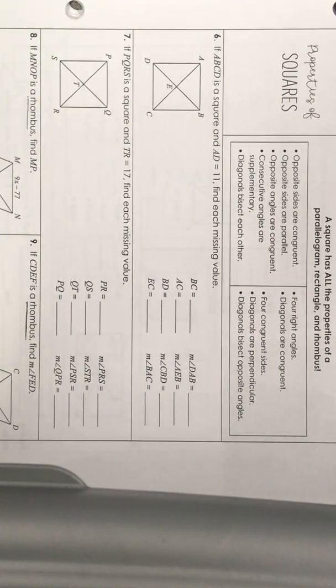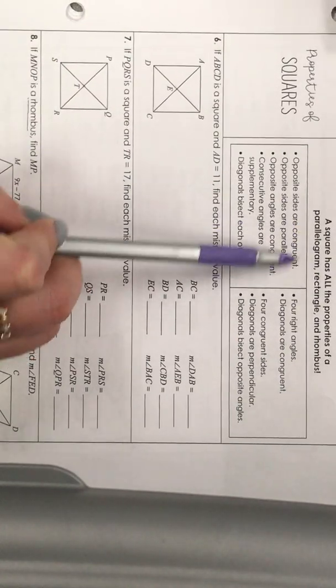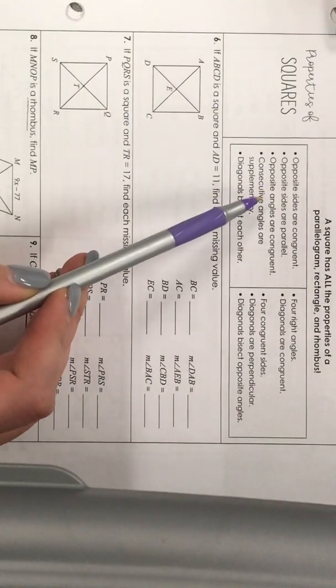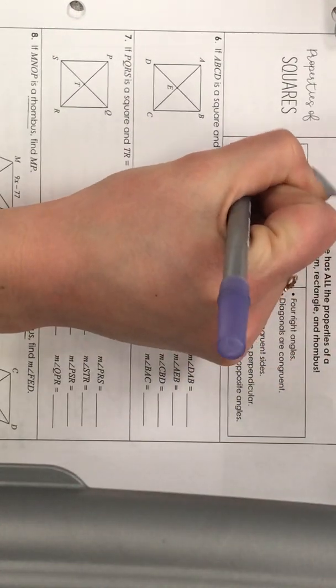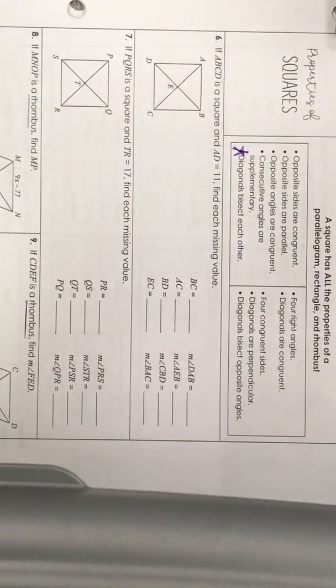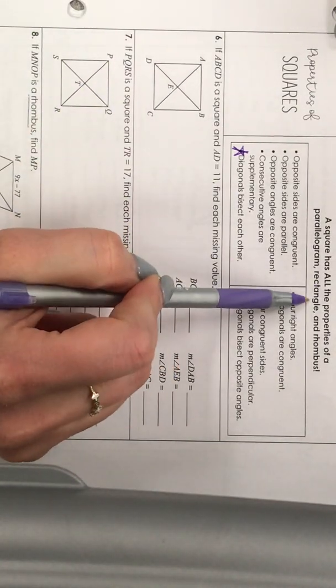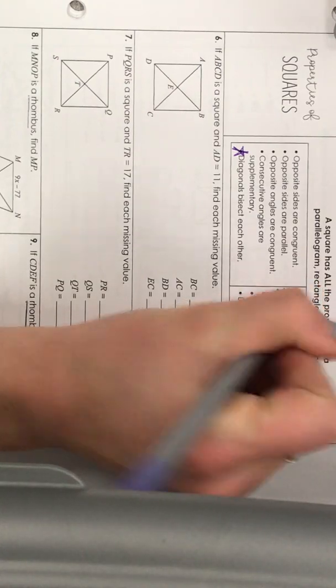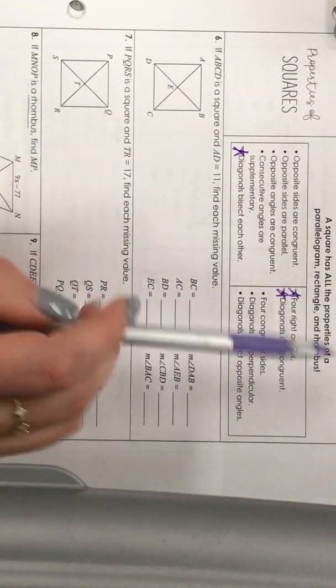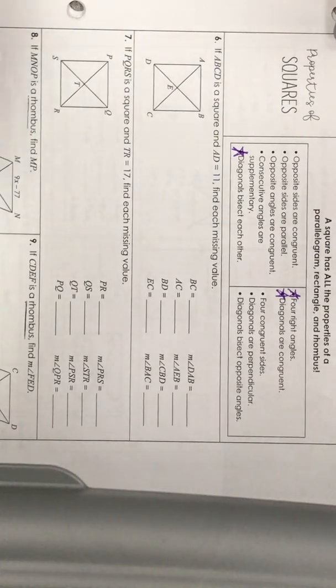So what's nice about the properties of squares is that they take on all the properties of shapes we've done before. So they're gonna take on the properties of parallelograms, right? That opposite sides are the same, opposite angles are the same, the diagonals bisect each other. That's going to be a really useful one. It also takes on all the properties of a rectangle, that we've got 90-degree angles and congruent diagonals. It's also going to take on the properties of a rhombus.